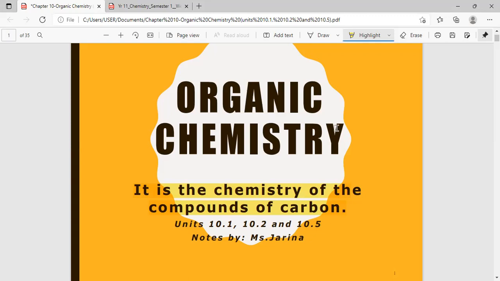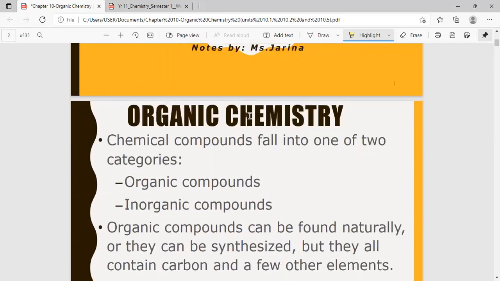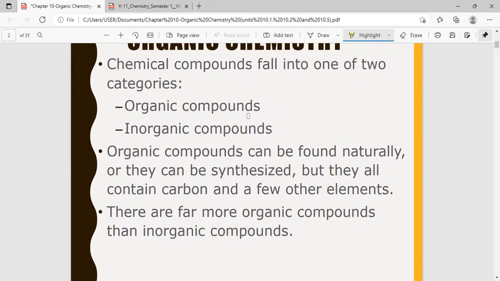So we will be learning units 10.1, 10.2, and 10.5 for the CT1 exam. So 10.3 and 10.4 I will be doing later because 10.2 and 10.5 are connected, so I merged them together. Okay, so let's look at what organic compounds are.